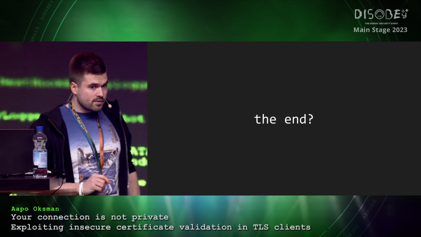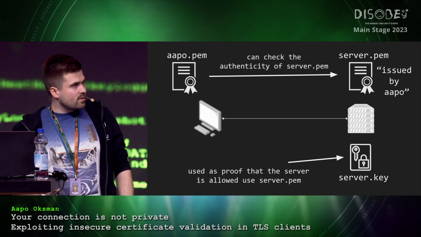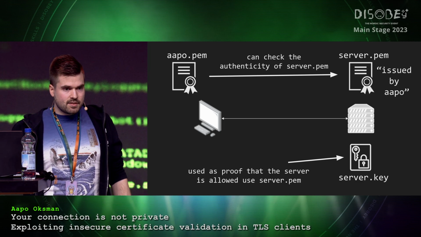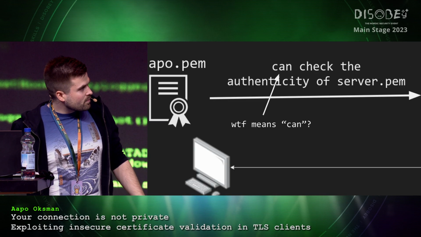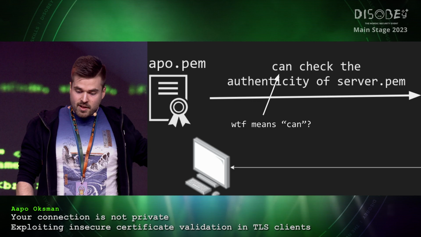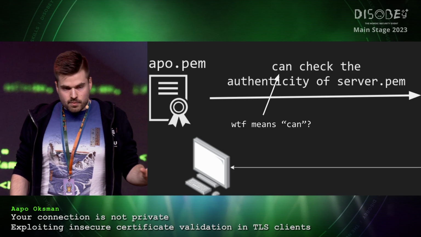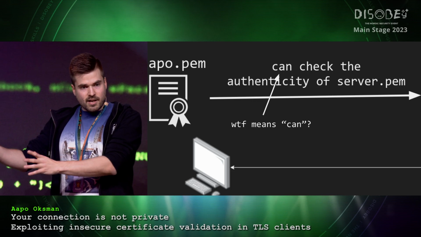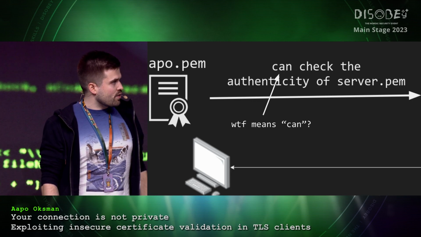And is it now the end? Well, let's go back to this slide. If you can't see it, we can zoom a bit and enhance. And what does it mean that the server, or that we can check the authenticity of the server? Like, we are using this TLS connection. We really want to kind of authenticate the other party. So why is it that we can check the authenticity of the server?